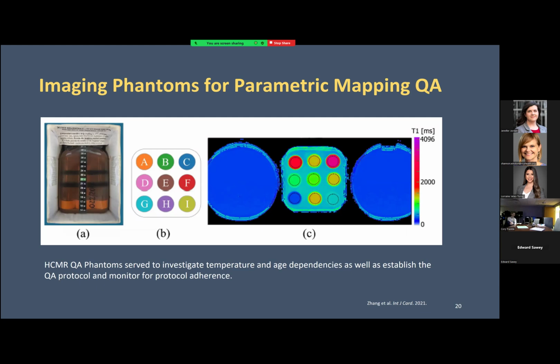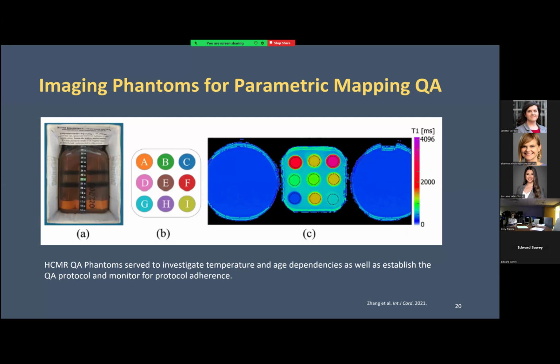This is an example of the HCMR trial's phantom. And they have published the quote unquote recipes or guides for how to make these as well if you have a lab that's capable of doing that. I know Gabi Captur also created the T1 mapping phantom, and more recently a T2 mapping phantom that was published in JCMR. So we can use these phantoms to send around to the different sites if we have different scanners.